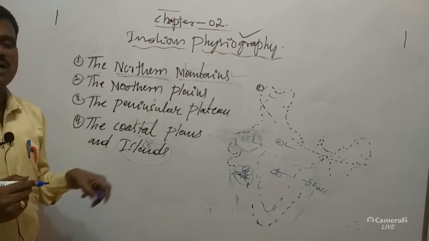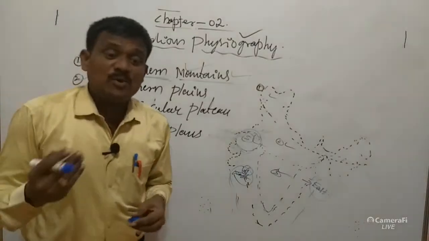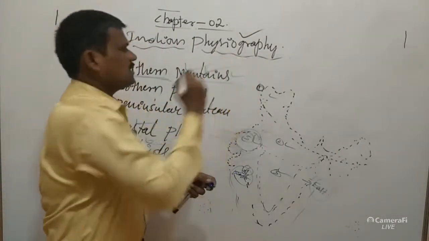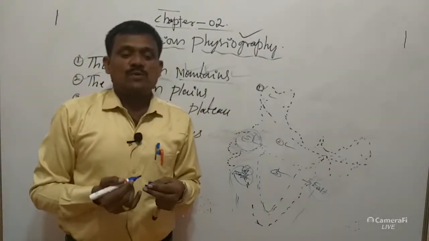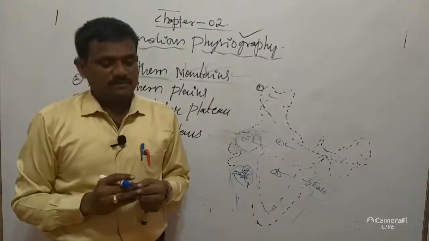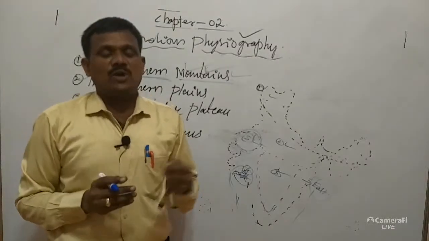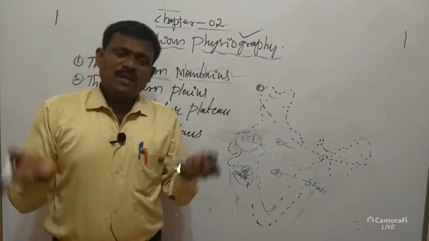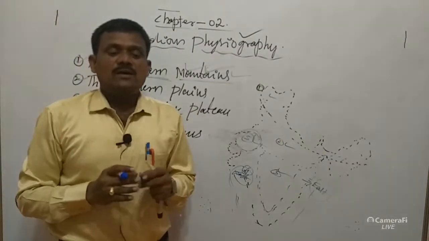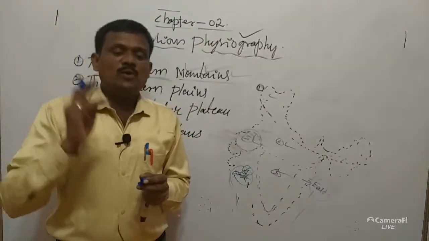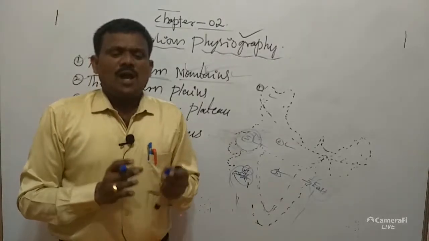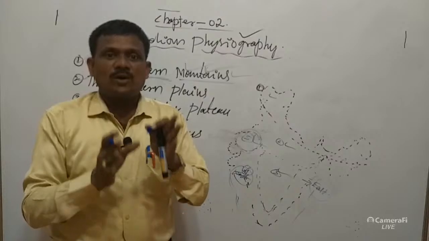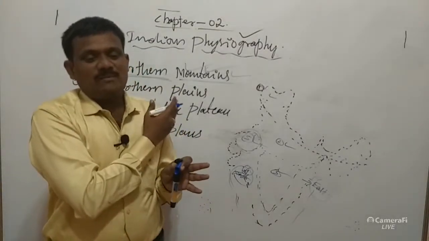This Northern Mountain is also a simple idea, sir. I will tell the small details about the Northern Mountain. It is one of the important Himalayan mountains, and it is a young mountain, we should call it. The Northern Mountain is also called the Himalayan Mountain, and another name is the Fold Mountain of India. Then, one more important point: the highest mountain ranges of the world are concentrated only in the Himalayan Mountain.